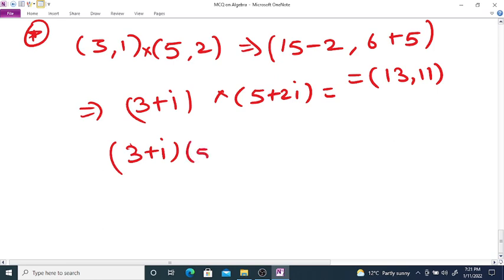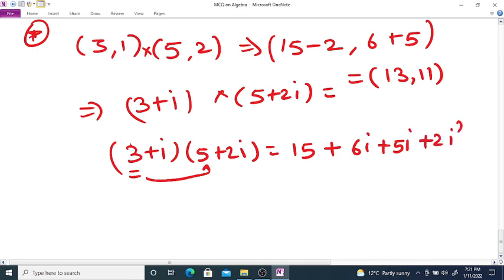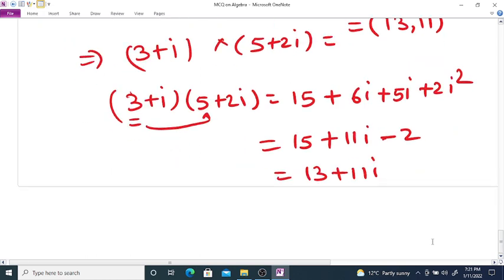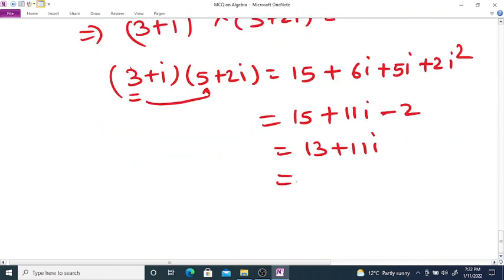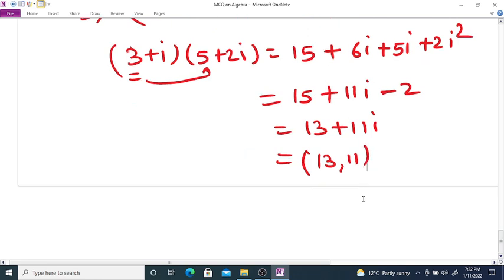In other words, 3 plus 5i into 5 plus 2i is equal to 15 plus, if you multiply this 3 to this bracket, 15 plus 6i plus 25i plus 10i square, so this is equal to 15 plus 31i minus 10, since i square is equal to minus 1, so this is 5 plus 31i. If we write this in the a, b form, then this is equal to the corresponding pair.